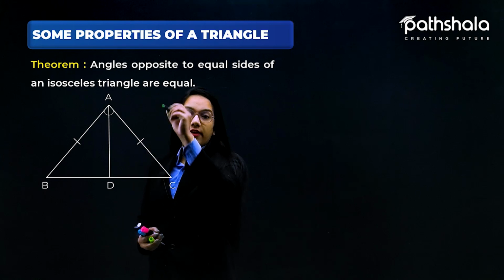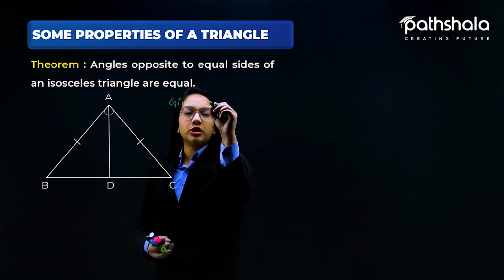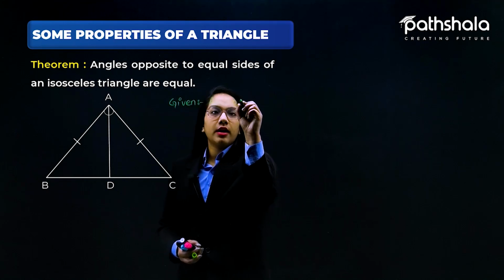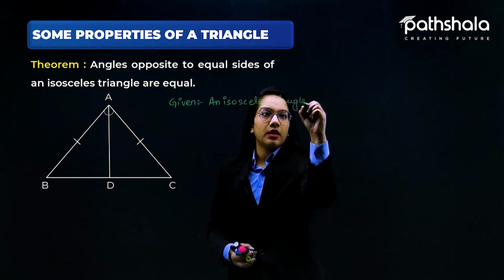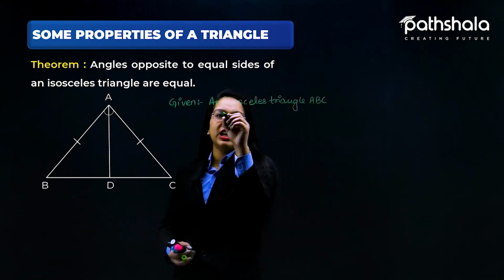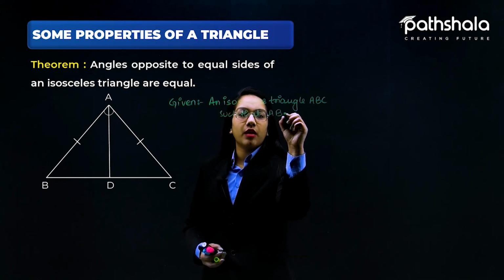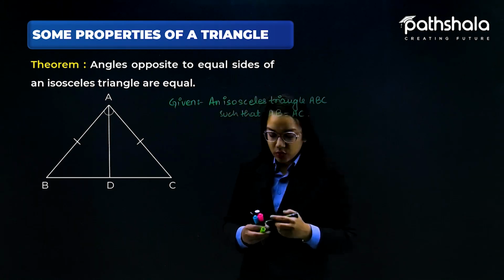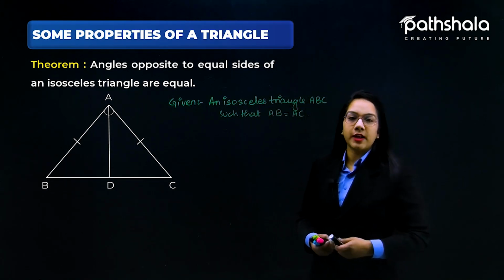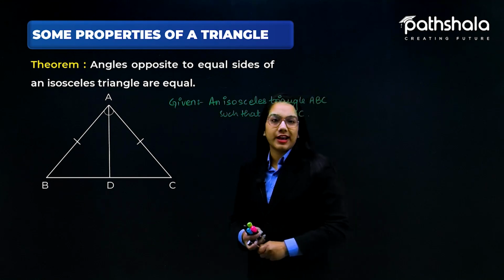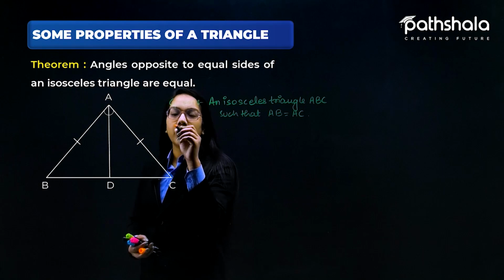Let us start with the given condition. The given is an isosceles triangle ABC, such that AB is equal to AC. So this is the given condition to us, an isosceles triangle with the equal sides AB equal to AC. Now let's move on to the construction.